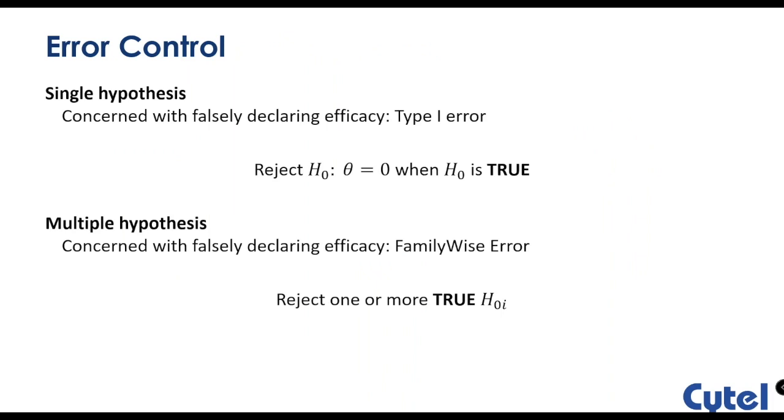So what does this multiple testing problem mean? Well, in a typical single hypothesis trial, you would be concerned with falsely declaring efficacy. That is making a type 1 error, which is to say you would reject the null hypothesis that there's no difference between the treatment and control when it's in fact true. In the multiple hypothesis setting, we're still concerned with that same essential problem of falsely declaring efficacy. But because we have multiple arms, we restate the error in a slightly different way. So a family-wise error in this setting would be to reject one or more true null hypotheses. So that is, within one or more subgroups, we declare that the experimental treatment is significantly different from the control, when in fact it isn't.